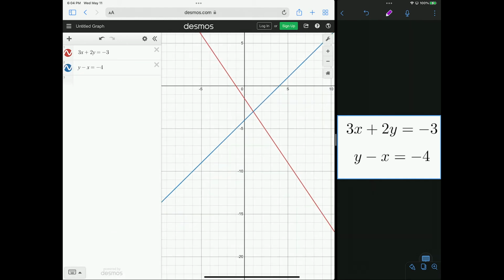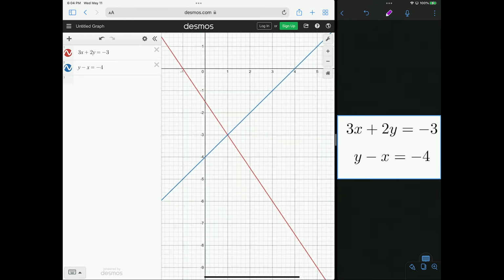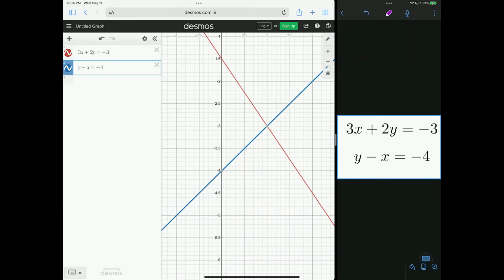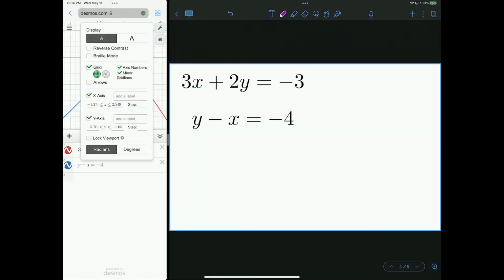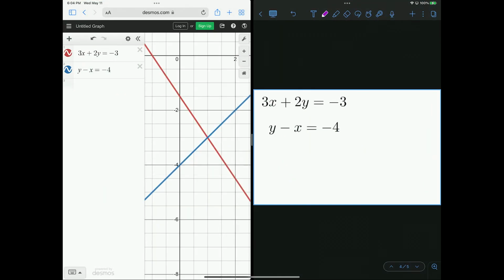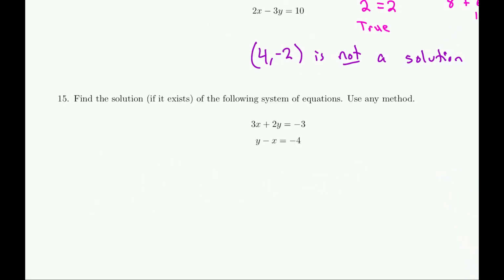They do cross at a certain point, so there is a solution. Let's zoom in, right? So the solution is right here. And can we read that? It says 1, -3. I think I could have made it bigger. Is that easier to see? 1, -3. Anyway, 1, -3 is what we saw. So we just did graphing, and we got 1, -3. Okay, so that's one way to get the answer.